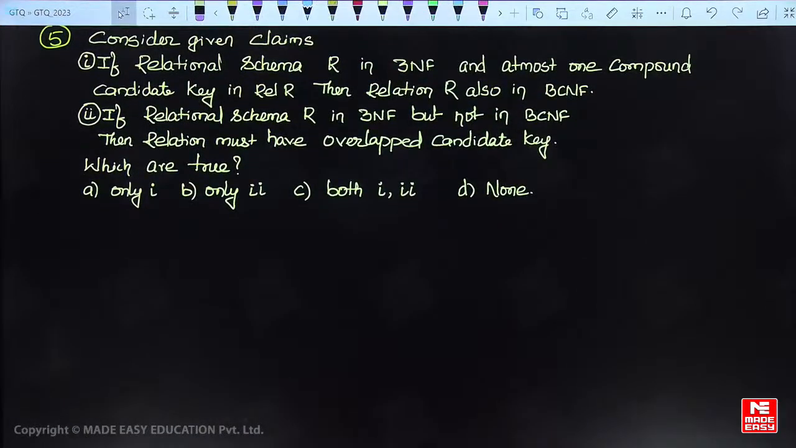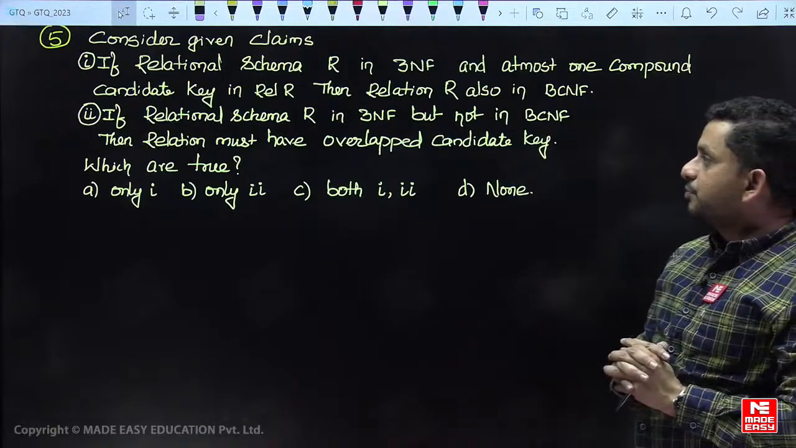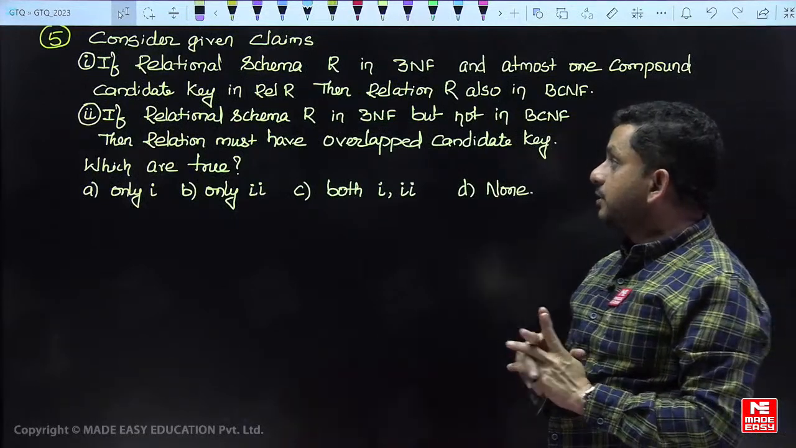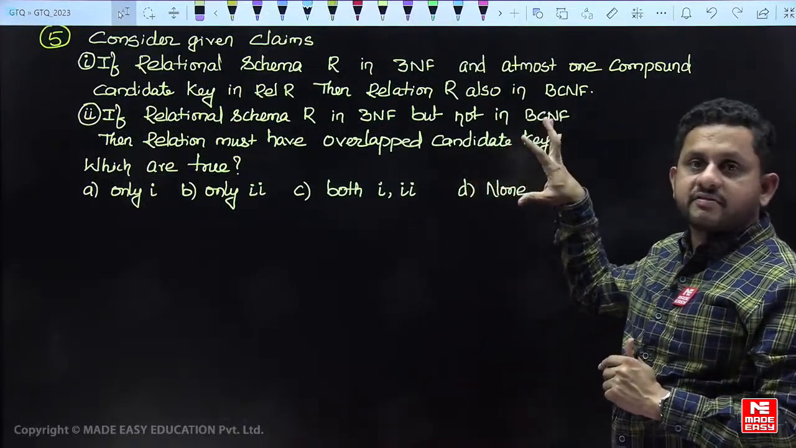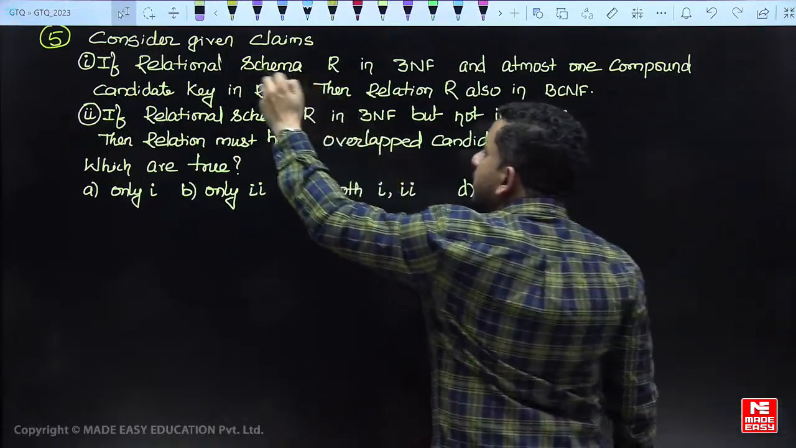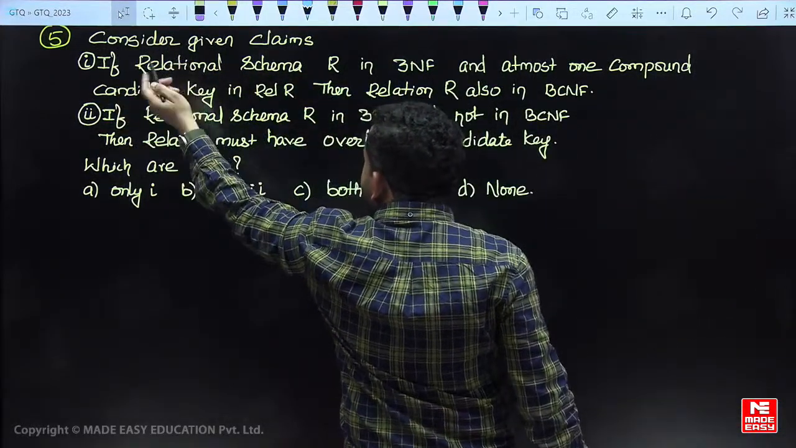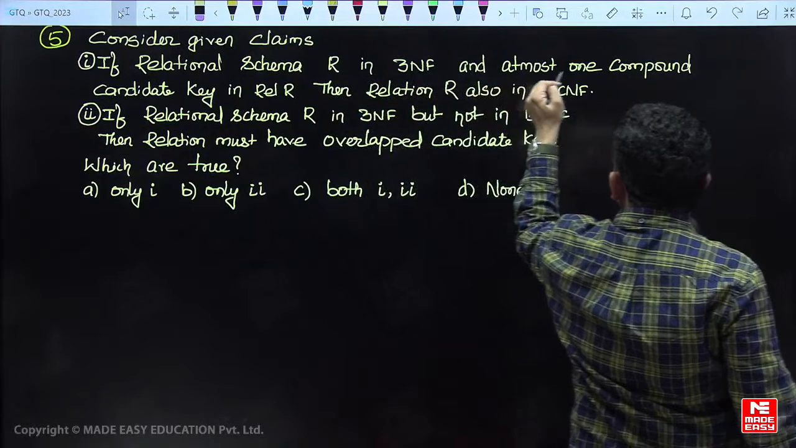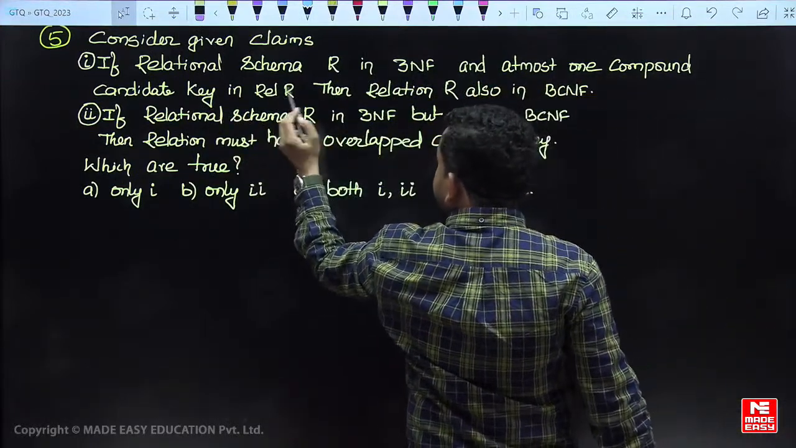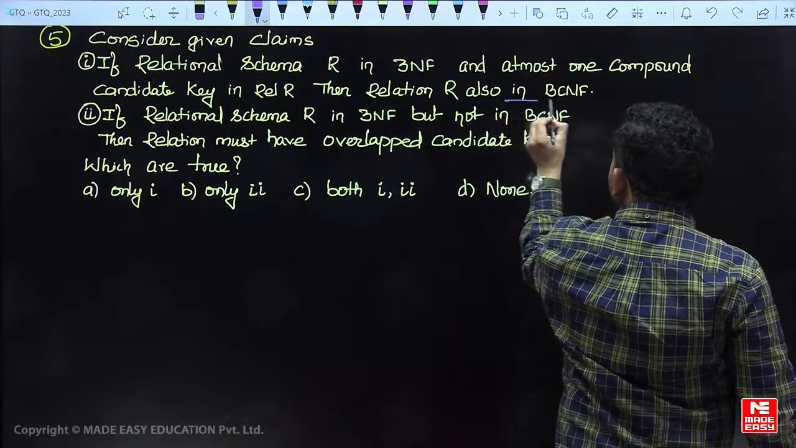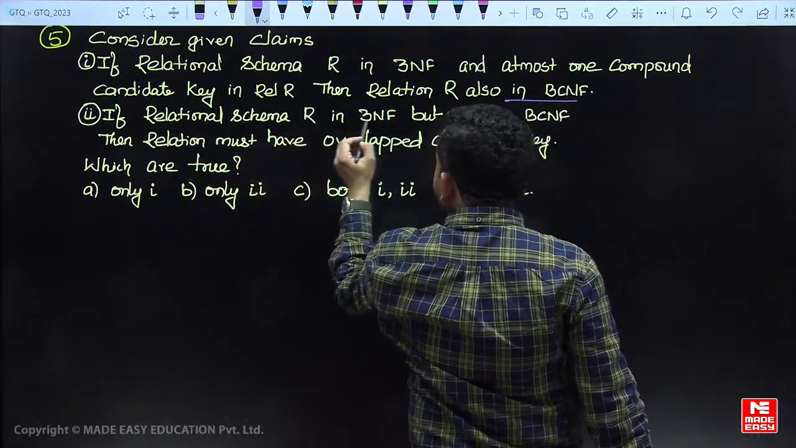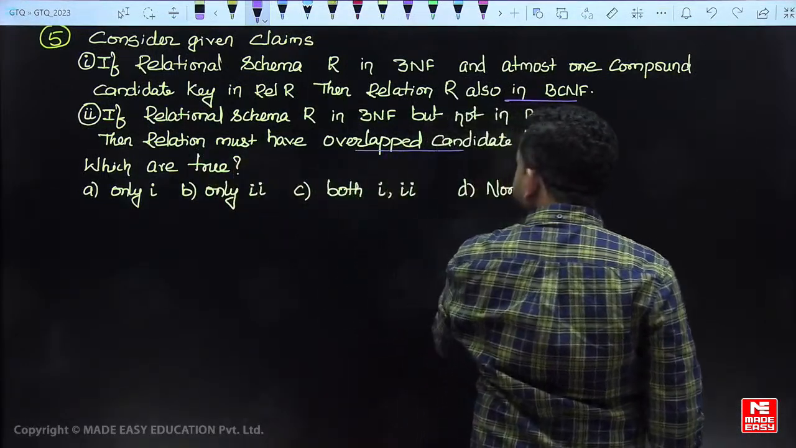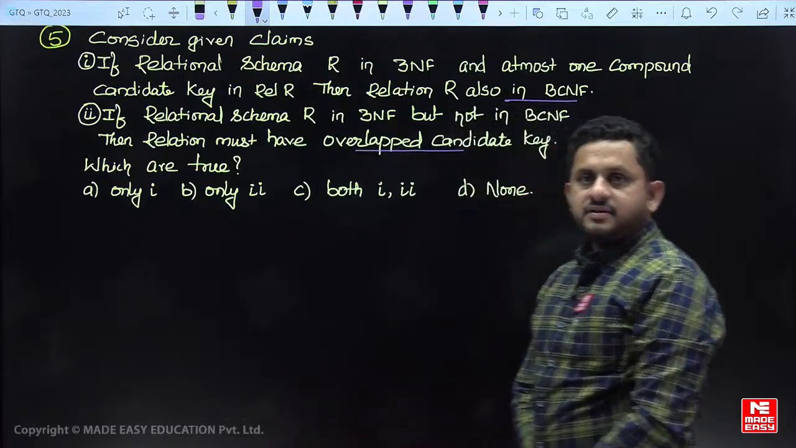It is again a normal form question. It is not just about the answer, try to recollect the key points required for this topic. First, two statements are given. If relational schema R is in 3NF and has at most one compound candidate key, then relation R is also in BCNF. If relational schema R is in 3NF but not BCNF, then the relation must have overlapped candidate keys. So what are the true statements?